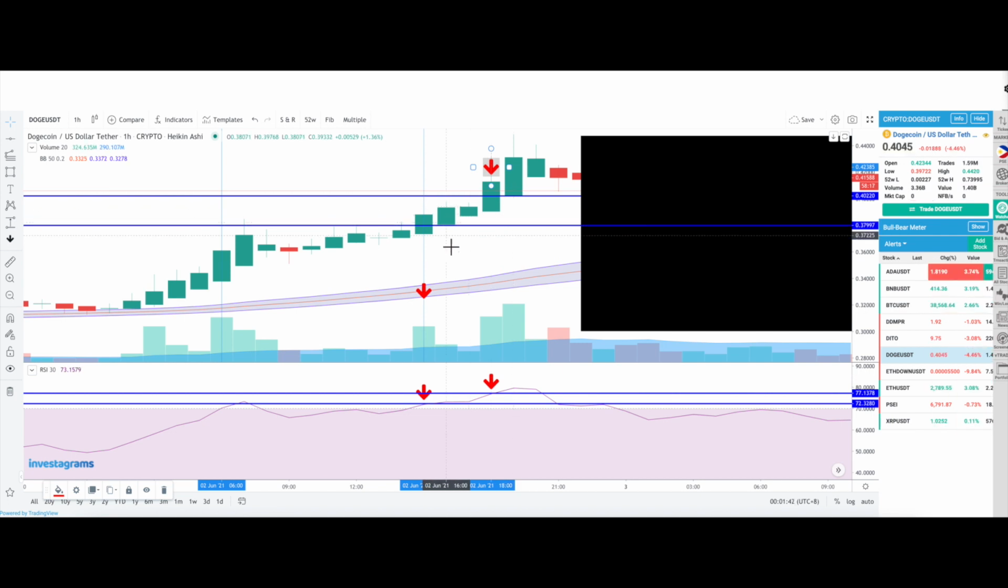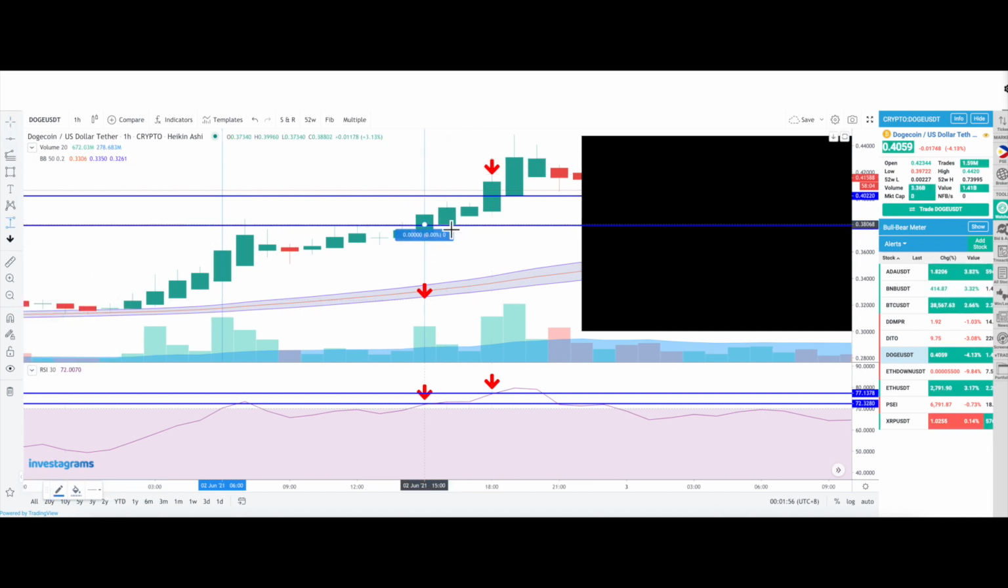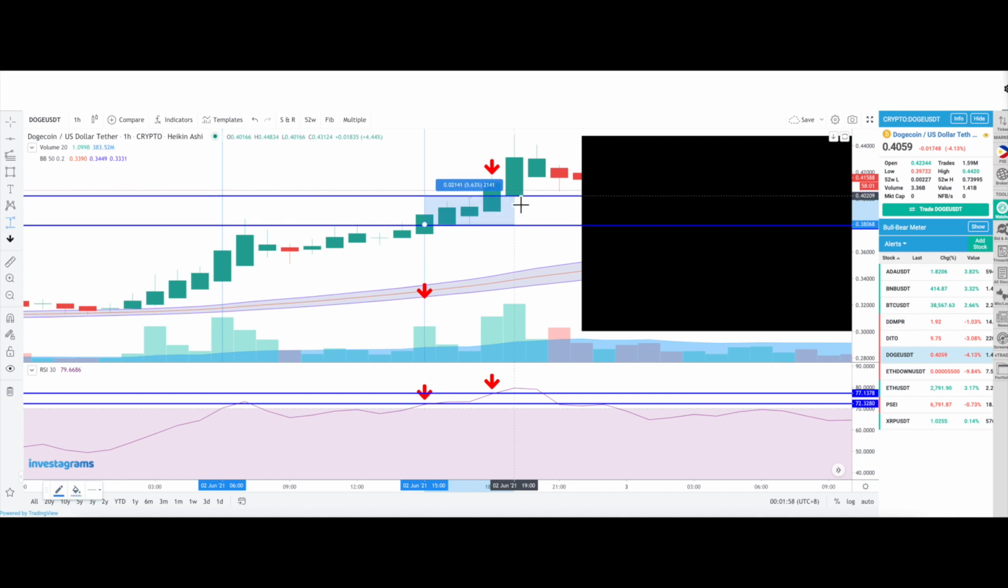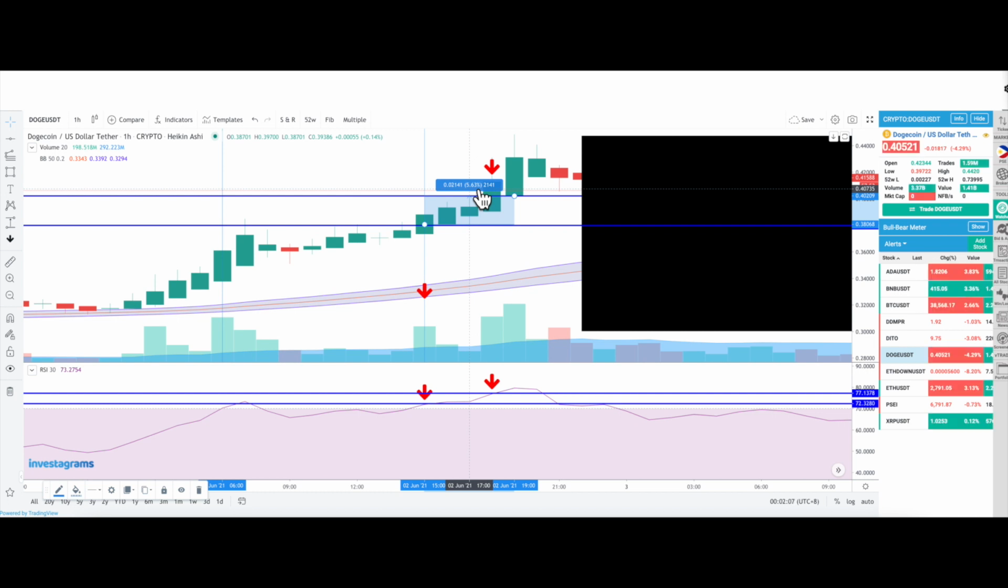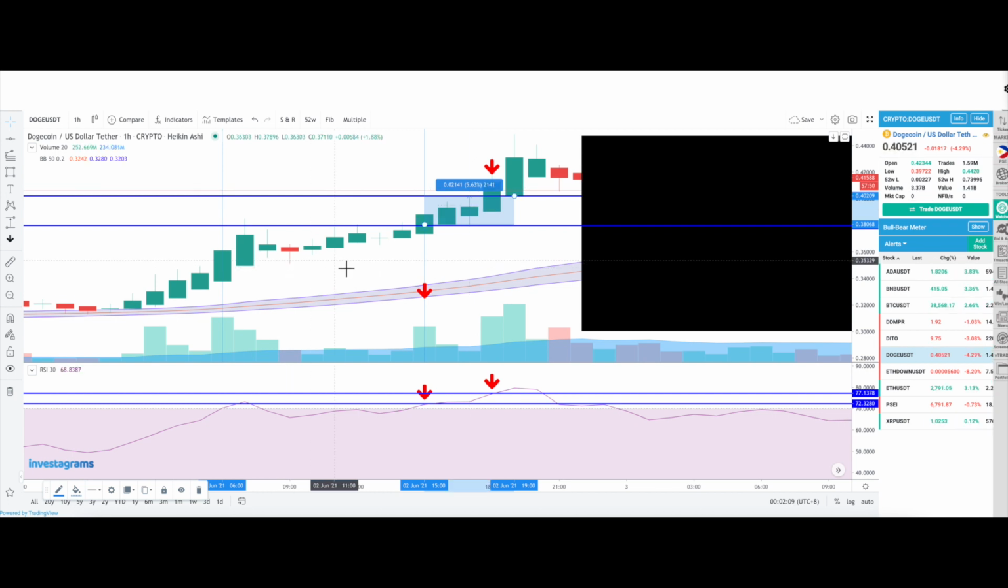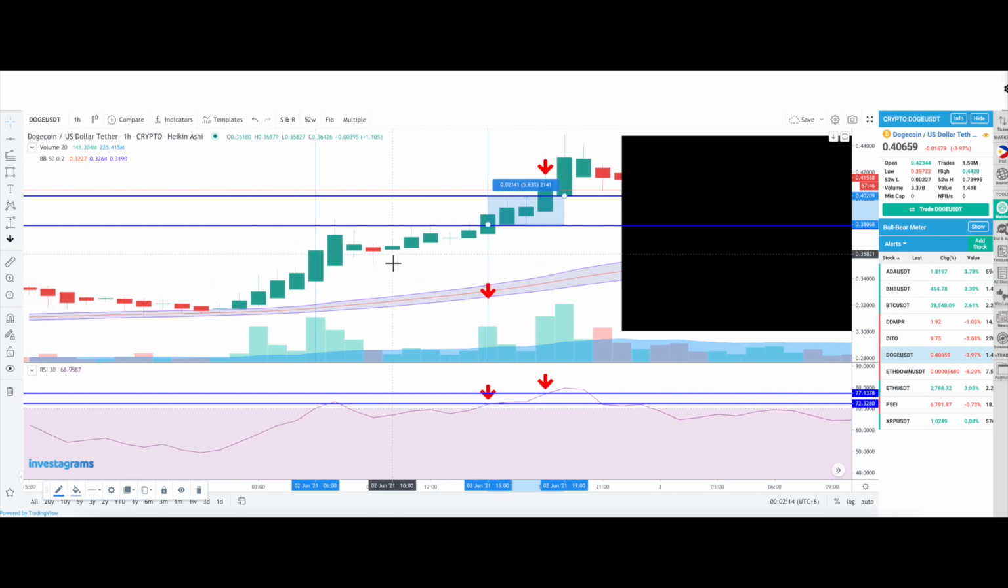So we entered at this area at 0.37997, and we will sell at an RSI of 77. And with that alone, you should have already earned the price range from here to there. You would have earned already 5.63%. That is how you buy high and sell higher. Even if the trend is going upwards, you could actually buy high and sell higher.